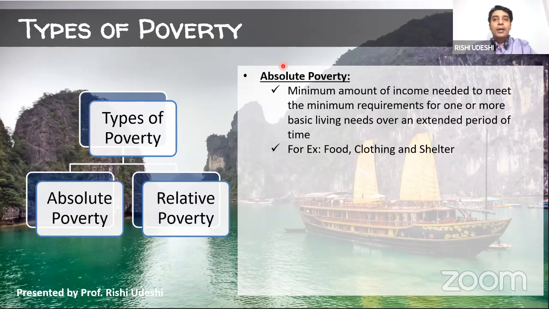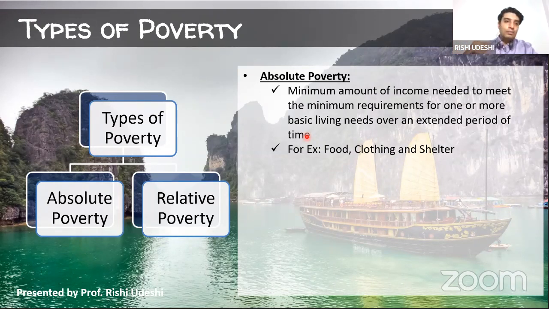Absolute poverty, what does it mean? The minimum amount of income needed to meet the minimum requirements for one or more basic living needs over an extended period of time. Over an extended period of time. That is, the minimum amount of income needed to meet the minimum requirements.